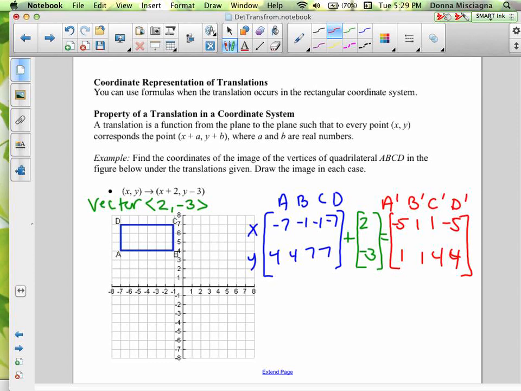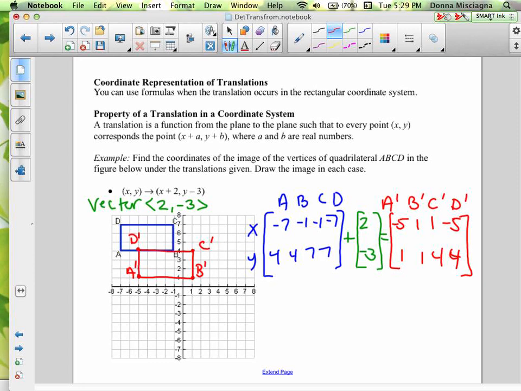Right, so let's find all of our points. We have negative 5, 1. This is where A prime is located. And then we have 1, 1, and this is where B prime is located. And 1, 4, and there is C prime. And then last but not least, negative 5, 4 is D prime. And so now I'm just going to connect my points, and now we have graphed our image.